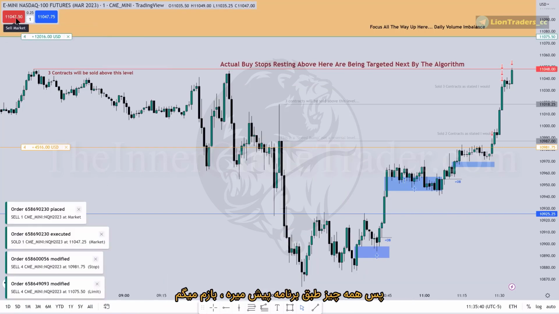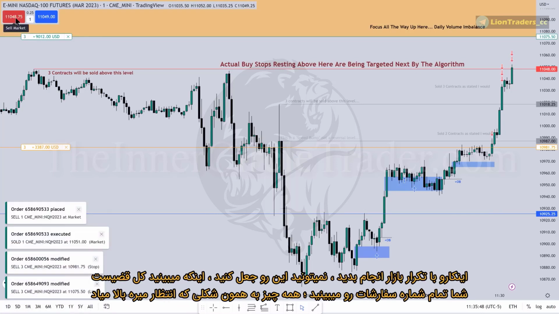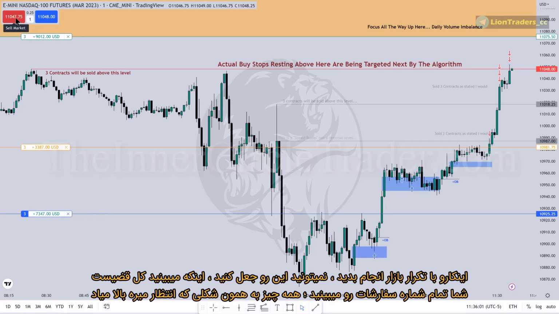So everything's going as planned. Again, using TradingView, real time. You can't do this with market replay. You can't fake this. I'm letting you see everything. You're seeing all the order numbers. Everything's popping up as you would expect it.